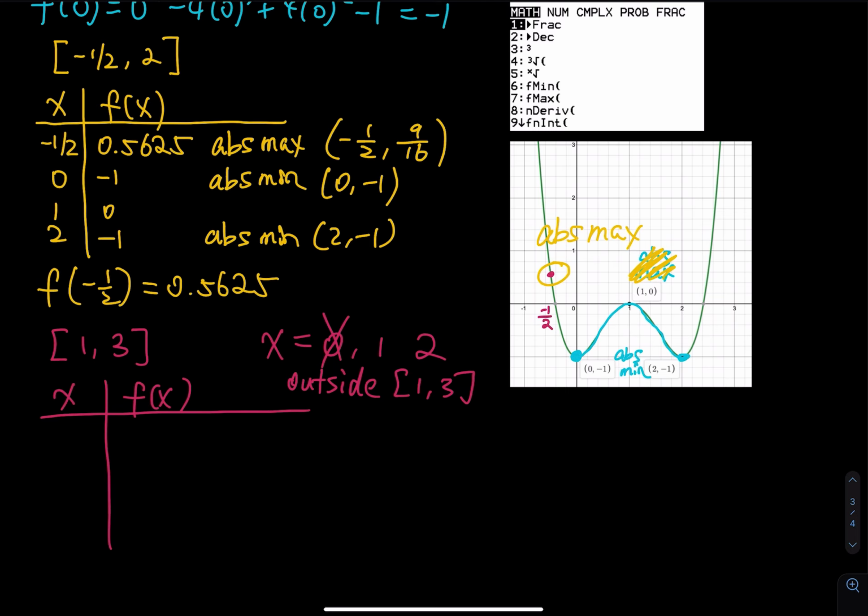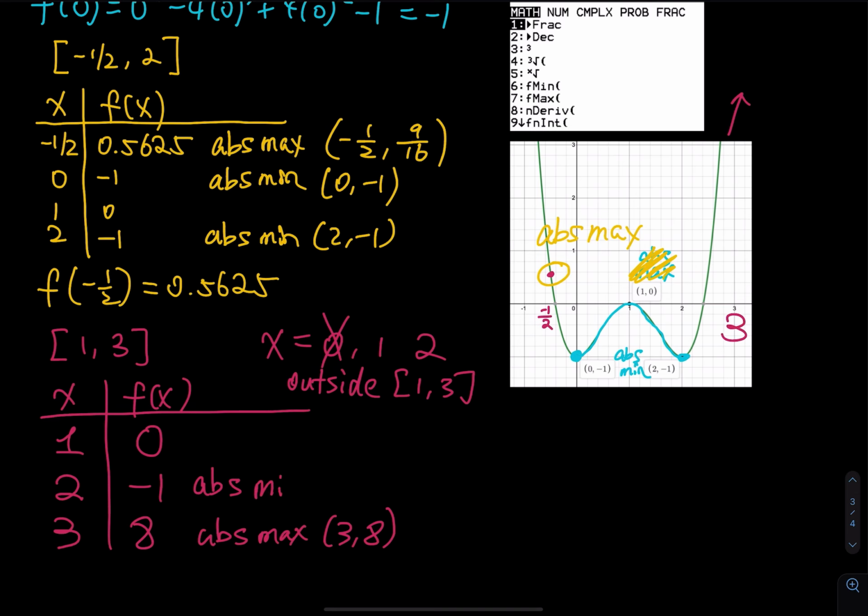So this time we start at 1, and then count the 2, count the 3 as well. So when x is equal to 1, y is equal to 0, 2 gives you -1, and 3 gives you 8. So clearly 8 is the highest, right? So this is the absolute maximum at (3, 8). So look at the picture, (3, 8). So x equals 3, y goes all the way up, right? And then the lowest is -1. So this is the absolute minimum at (2, -1).